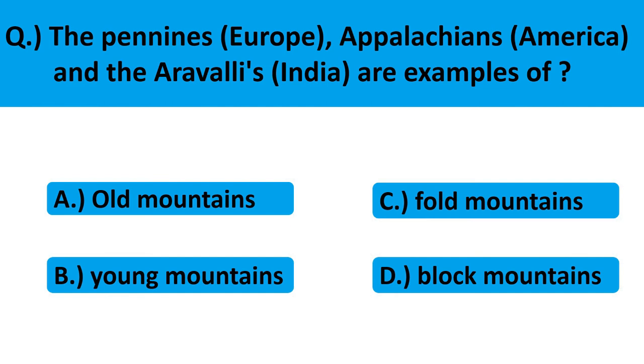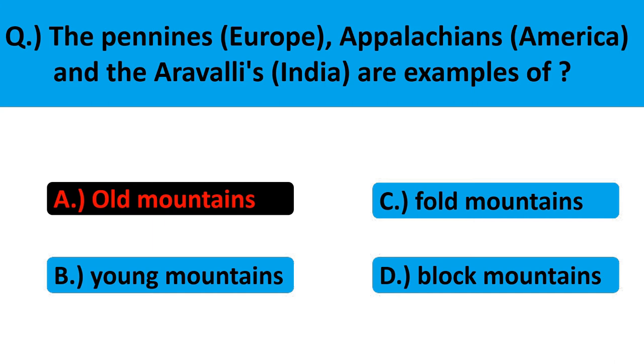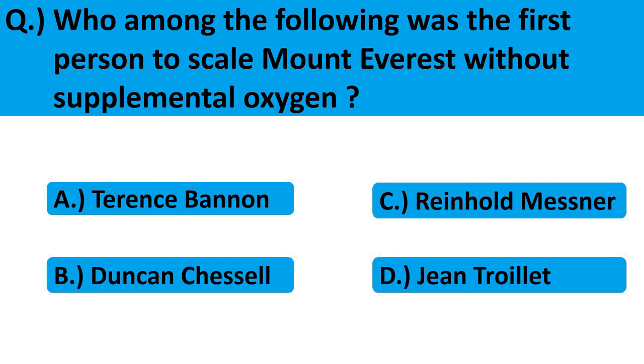Question number 73. The Pennines in Europe, Appalachians in America and the Aravallis in India are examples of? Correct answer is Old Mountains. Question number 74. Who among the following was the first person to scale Mount Everest without supplemental oxygen? Correct answer is Reinhold Messner.